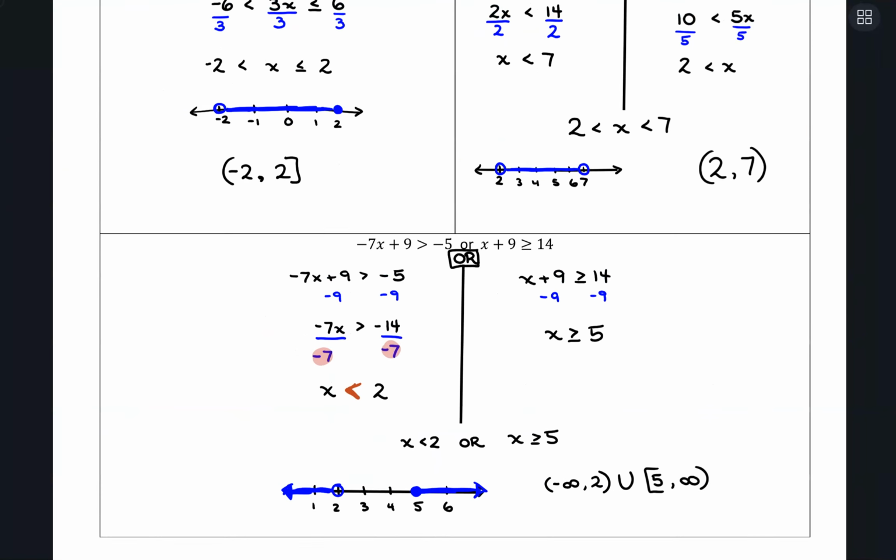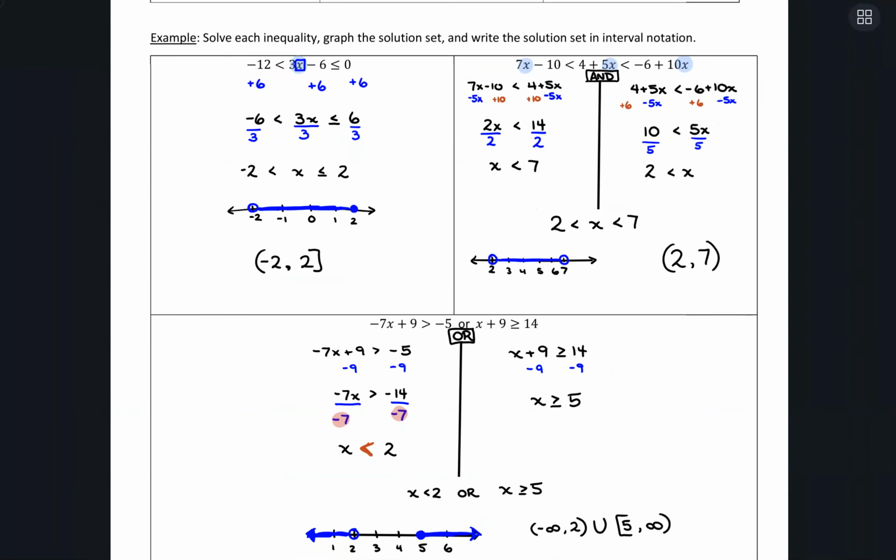All right, so there's some different scenarios with compound inequalities and how you solve them, but also how we represent the answers, either as an inequality, graph, or interval notation.